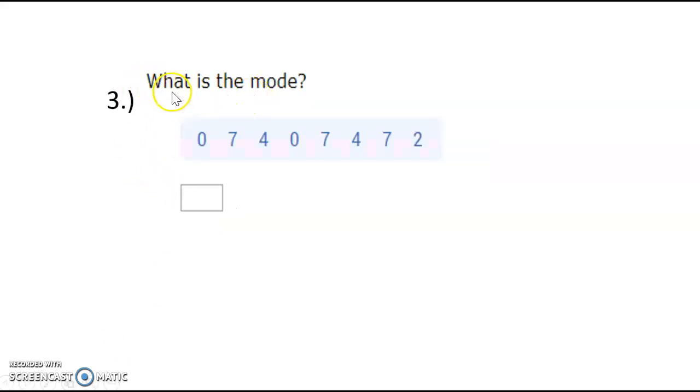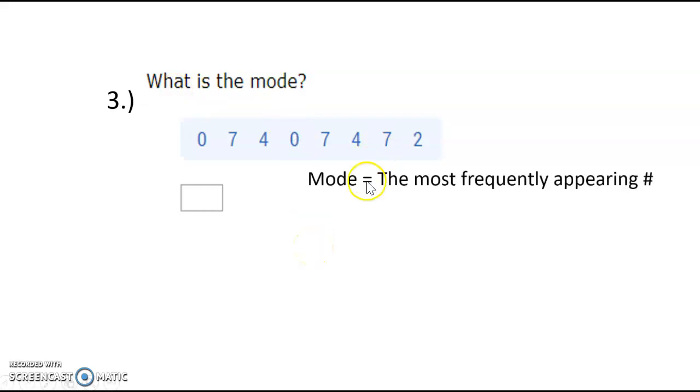The next example asks us to find the mode. The mode is represented by the most frequently appearing number. From this data set, we're going to figure out what number appears the most out of 0, 7, 4, 0, 7, 4, 7, 2, and out of the data set, the number that appears the most is 7. 7 appears 3 times. Therefore, the mode is 7.